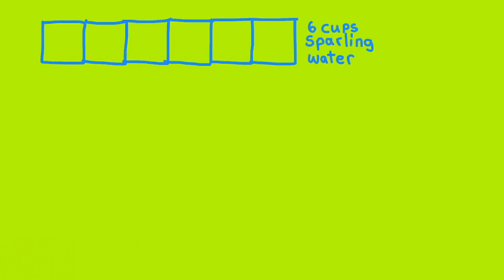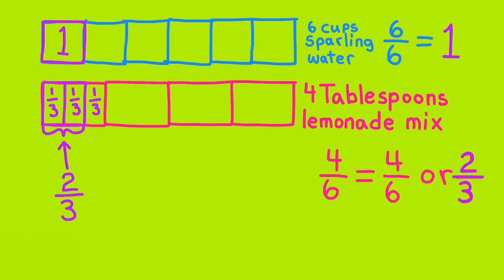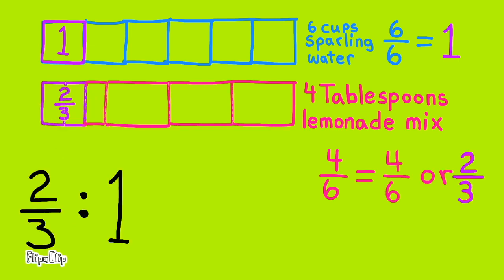This diagram represents 6 cups of sparkling water, and this diagram represents 4 tablespoons of lemonade mix. 6 divided by 6 equals 1 cup of water, and 4 divided by 6 equals 4 sixths, or 2 thirds, tablespoons of lemonade mix. The ratio would be 2 thirds tablespoons of lemonade mix to 1 cup of water.